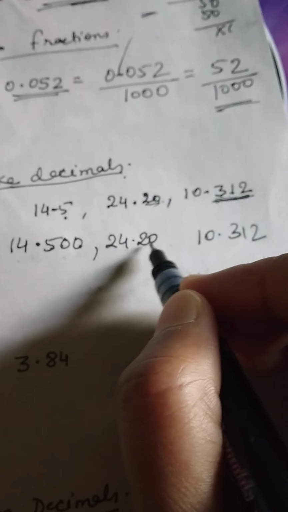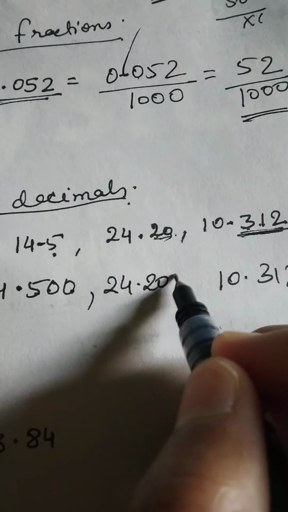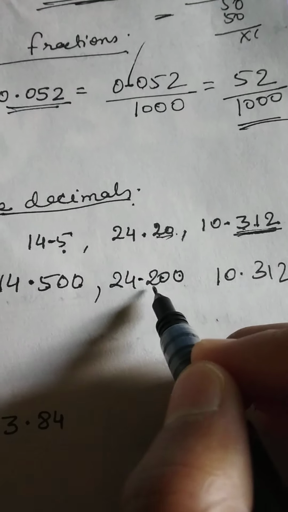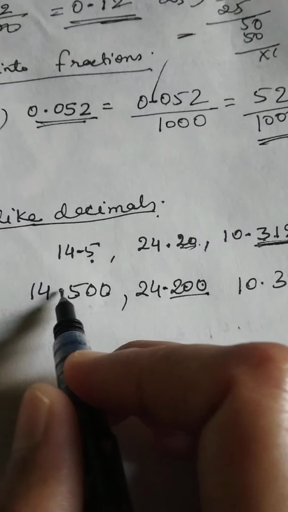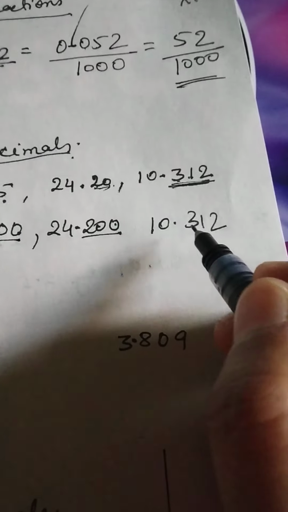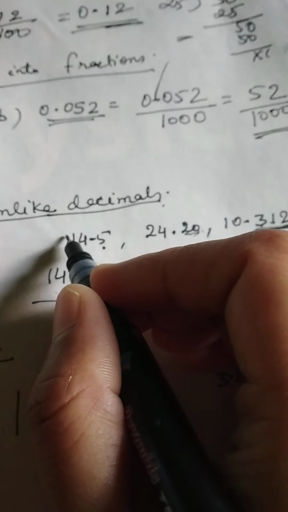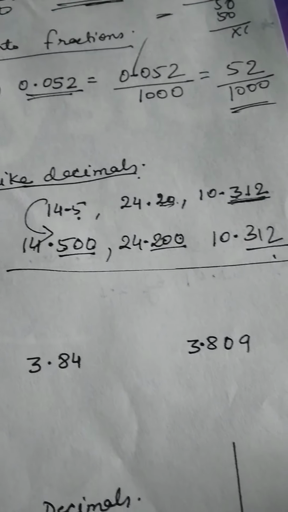24.20. There are 2 digits, so you can put one more 0 here. Now 1, 2, 3. After the decimal, the number of digits is 3. After the decimal, the number of digits is 3. And after the decimal, the number of digits is 3. So we have changed these unlike decimals into like decimals.